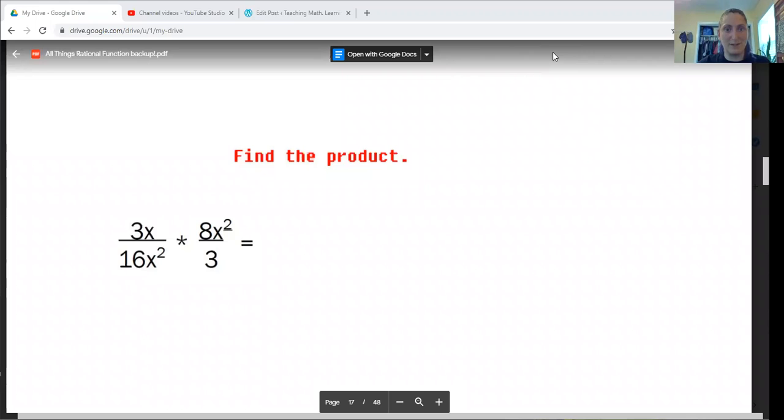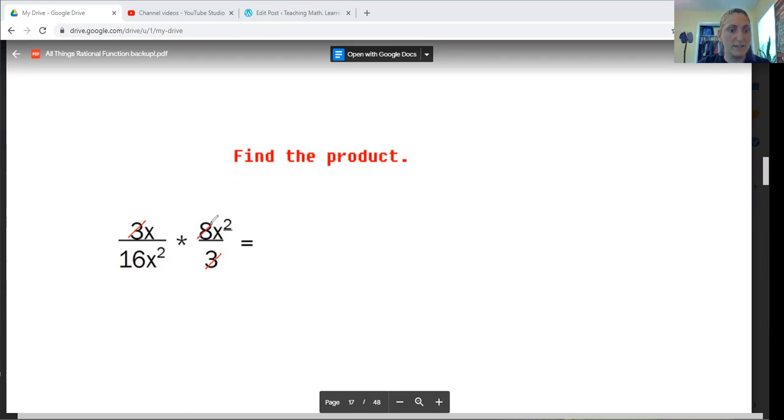So we've got 3x times 8x squared over 16x squared times 3. We don't have to multiply this out first. We don't have to do 16 times 3 and then simplify it. Why would we do that? We have a 3 on the bottom and a 3 on the top. This is all multiplied. There are no pluses and minuses. There's no other factoring that needs to be done. Get rid of those 3's.